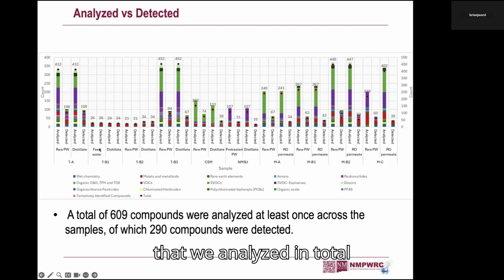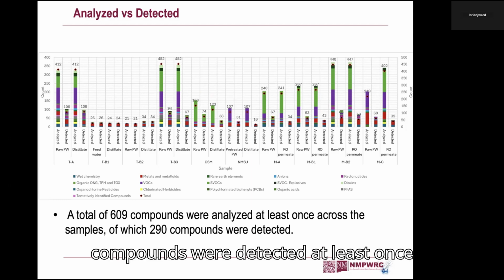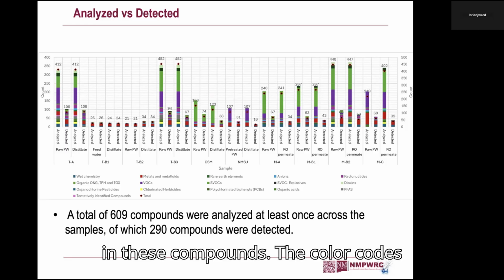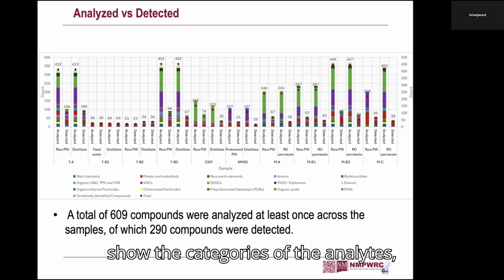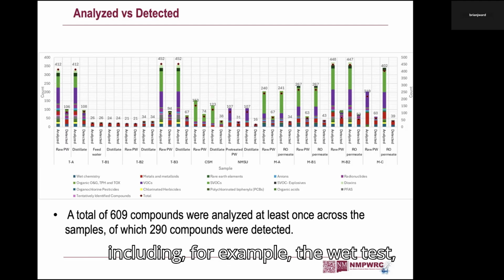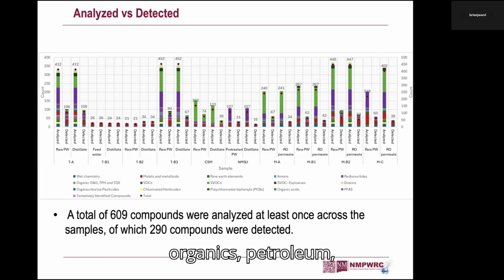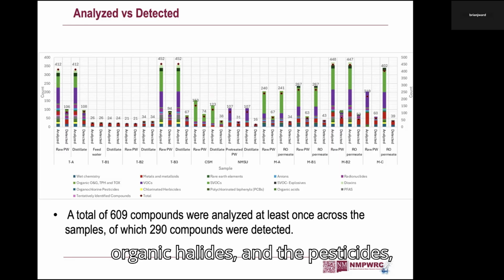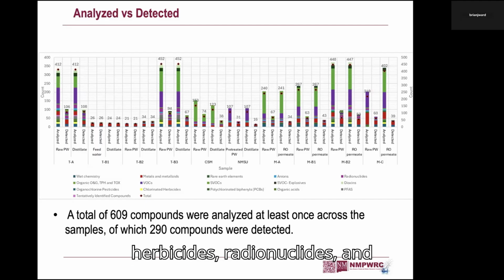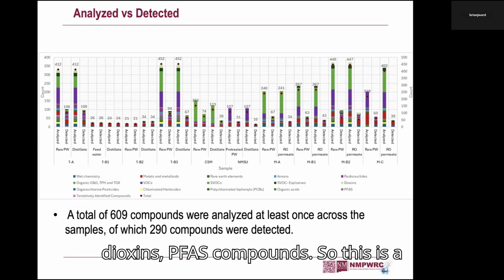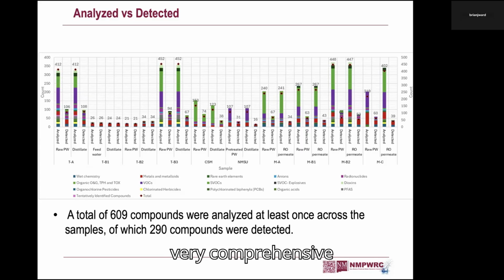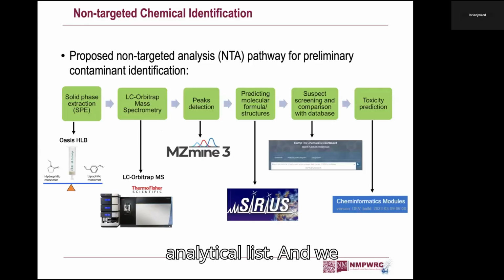You can see that we analyzed in total over 600 compounds, and across all these 10 sets of samples, about 290 compounds were detected at least once. The color codes show the categories of the analytes, including, for example, the whole effluent toxicity test, organics, petroleum hydrocarbons, total organic halides, pesticides, herbicides, radionuclides, dioxins, and PFAS compounds. So this is a very comprehensive analytical list.